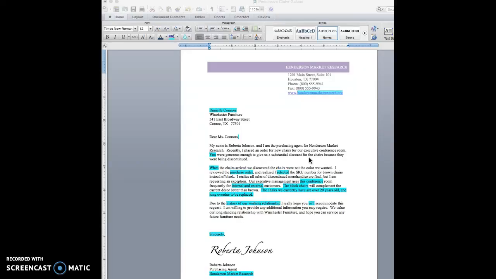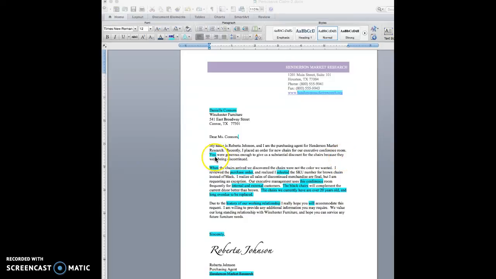There's no mention of what the problem is in general terms. So this concluding sentence could be a little different. Perhaps instead of this sentence, she could say something like, "Unfortunately, the chairs arrived today and they are the wrong color," or something along those lines.